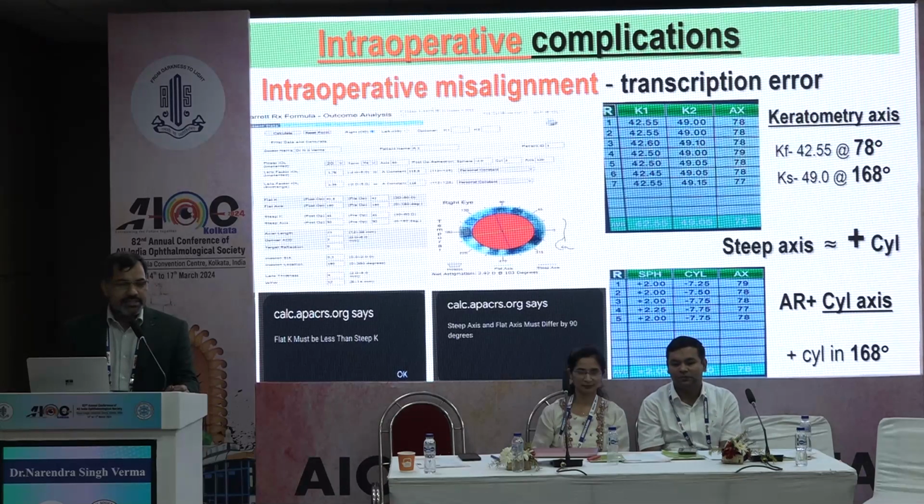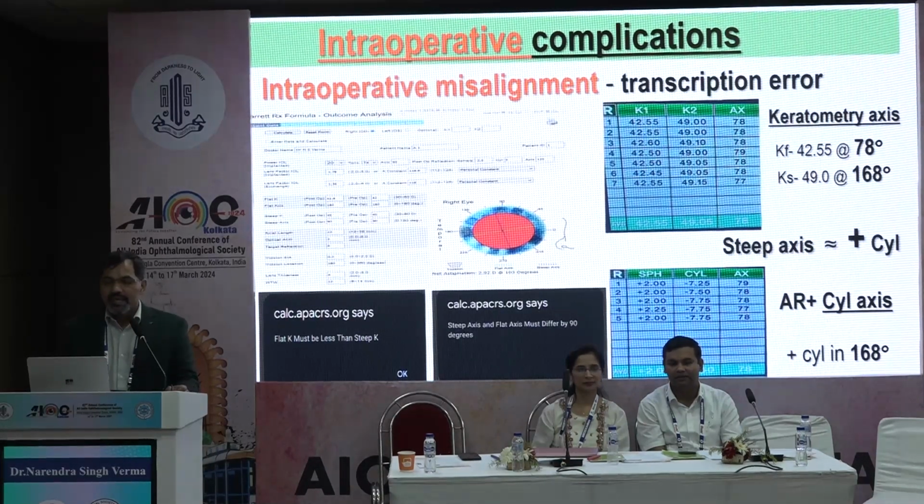These calculators will tell you there is some error when you enter the axis wrongly, if the difference between the steep and flat axis is not 90 degrees. But the main mistake is that, in spite of the flat axis, the optometrist enters the steep axis from the keratometer, and in spite of the steep axis, he enters the flat axis. So a total 90-degree difference is there.